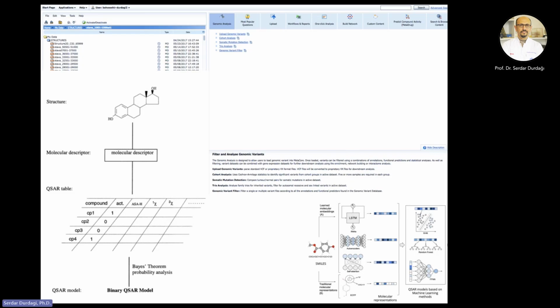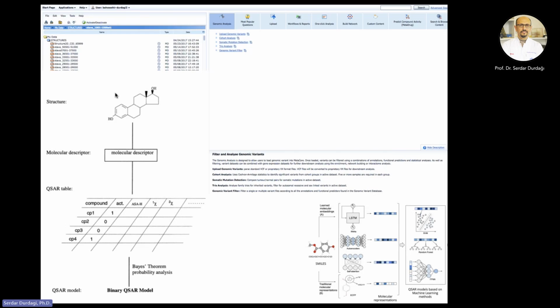Then we need to get the descriptors. We need to use the molecule descriptors, and then we get this QSAR table. In the first column, you will find the compound names or structures, and then their activities. Here, activities, as you can see, are represented with 1 and 0. That's why we call it binary QSAR.